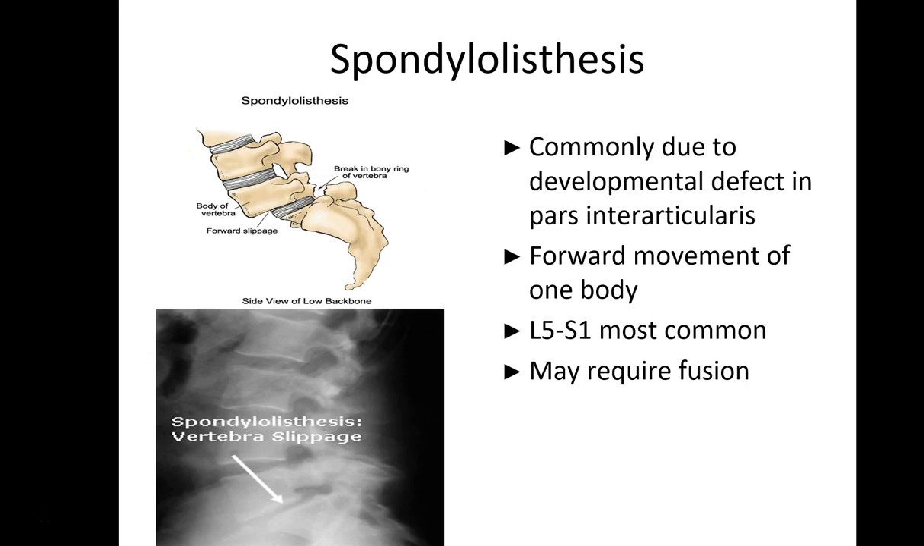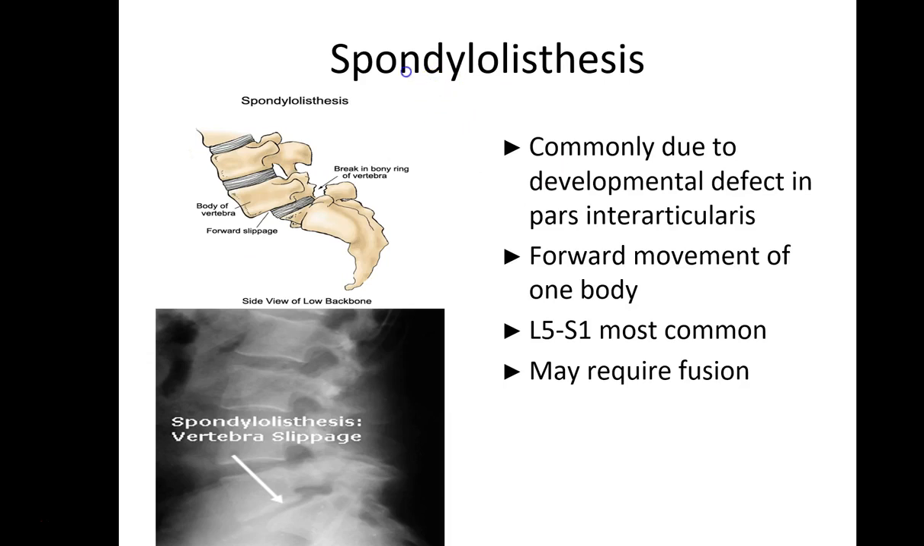Because of that, one vertebral body will slip forward over the vertebral body below. And in this case, you have L5 slipping over the top of the sacrum, or S1. And that is the most common site for spondylolisthesis to occur. Treatment for spondylolisthesis is typically a fusion of that site to regain stability.